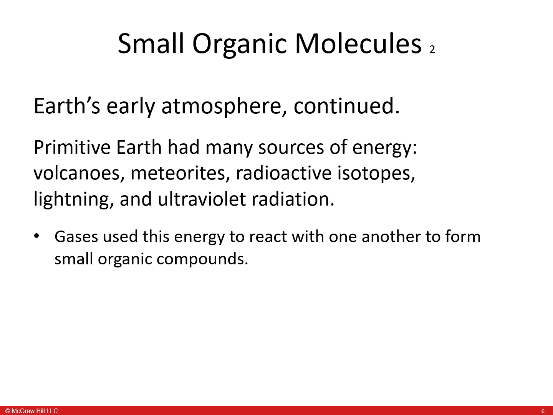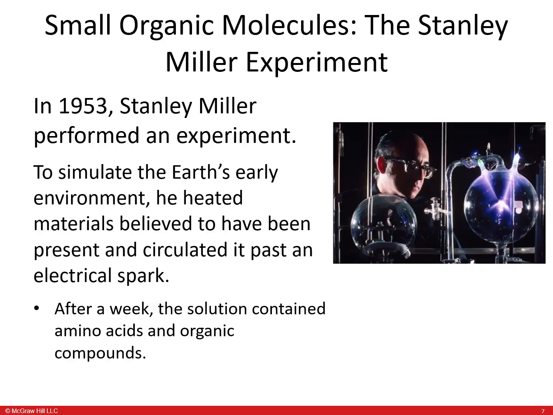Earth had many sources of energy. For example, it had volcanoes, meteorites, radioactive isotopes, lightning, and ultraviolet radiation. So gases used this energy to react with one another to form small organic compounds. Stanley Miller performed a very important experiment. To simulate Earth's early environment, he heated materials believed to have been present and passed an electric spark through them. After a week, the solution contained amino acids and organic compounds.